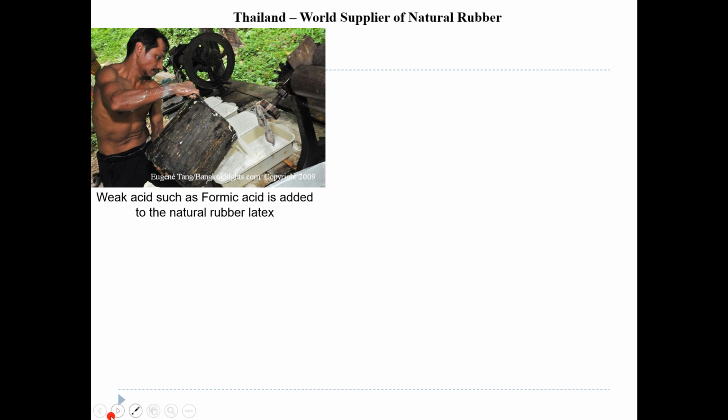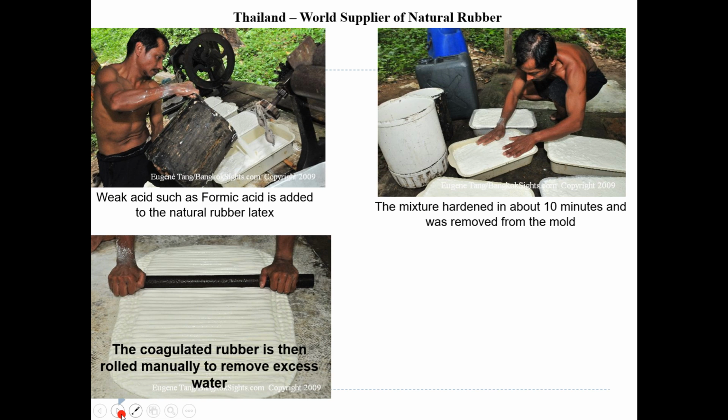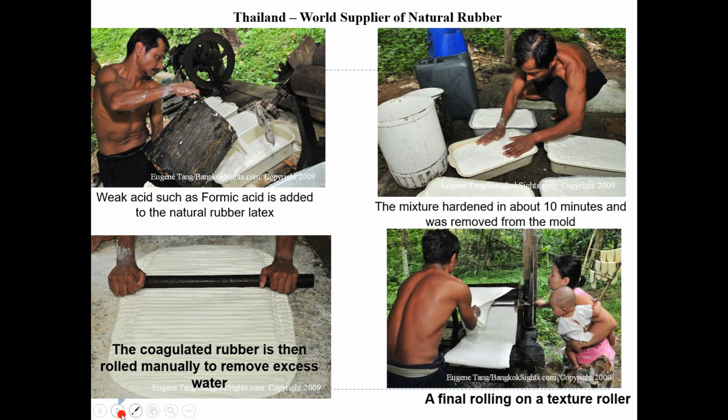So we add formic acid to this natural rubber. The mixture is kept for a certain time and then it hardens. The mixture hardens and then we put it into the mold. So the molding part takes place over here. Then it is pressed to remove excess water. So once the water is removed, it has dried a bit. Now we can roll it into a textured roller.